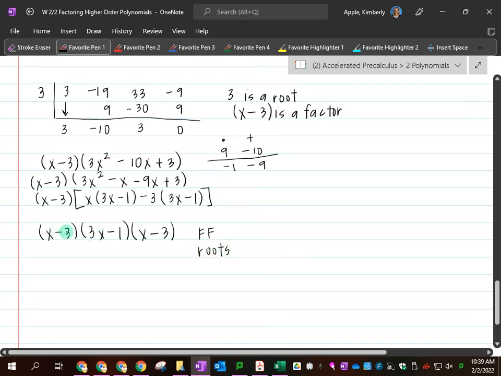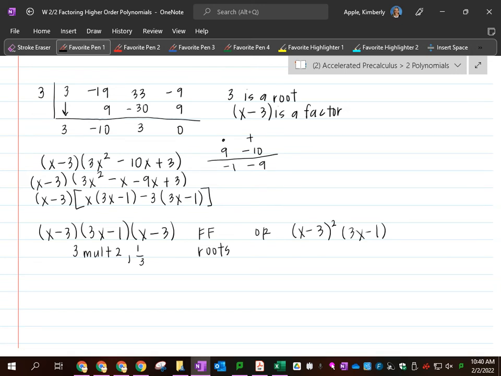The roots are found by setting each factor equal to 0. 1 over 3 and 3. Look, I have a multiplicity here. So that's actually going to be 3 multiplicity 2 and 1/3. Or I will also accept as the factored form x minus 3 squared, 3x minus 1. See, because there are 2 x minus 3's.